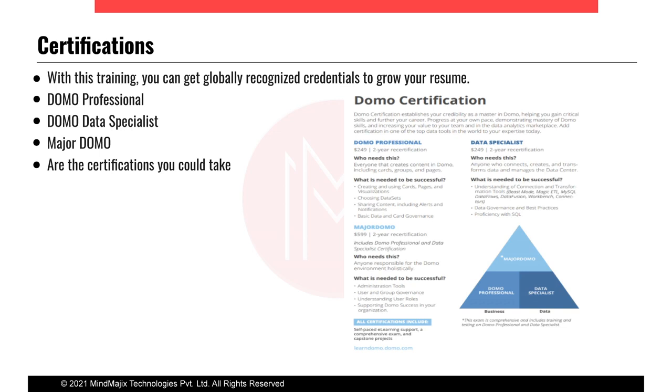And the second certification will be as a data specialist. Here they will assess you mostly on your transformation skills like Magic ETL, Workbench, Data Fusion, and all of that. And the third one is the major Domo. Here they will assess you on your admin related tasks, like how do you certify a project, how do you add users, and so on. So by the time you complete all of these three, you're really a major Domo because you understand all aspects of Domo very clearly. So that's the certification that you can think about after completing this course.